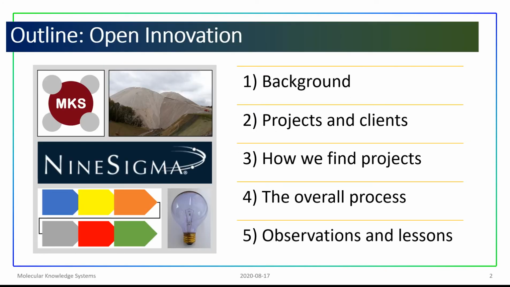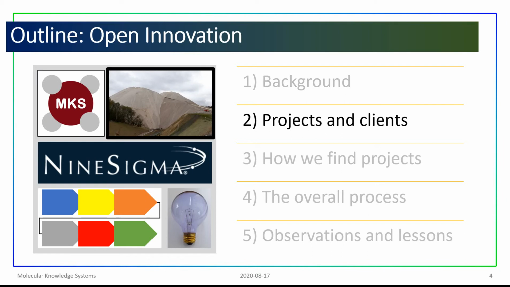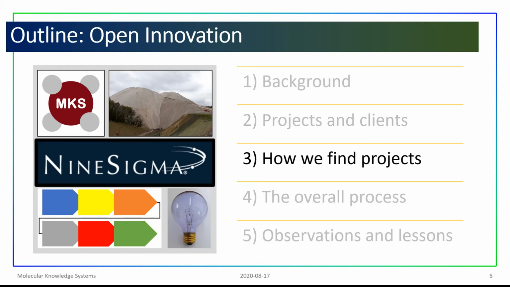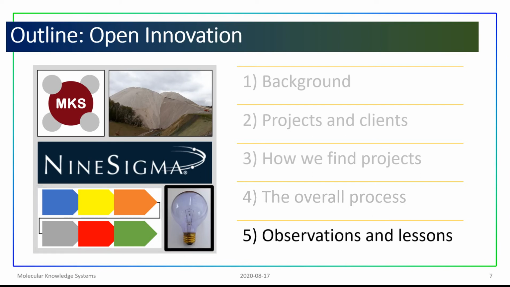My presentation will cover 5 main topics. I'll give a brief background on Molecular Knowledge Systems, talk about some open innovation projects and some of the clients we've worked with, talk about how we find open innovation projects, talk about the overall process from learning about a project to actually starting a project, and then finally give some observations and talk about some of the lessons we've learned, lessons for both a solution provider and suggestions for companies offering open innovation projects.